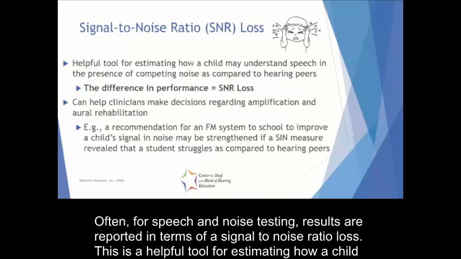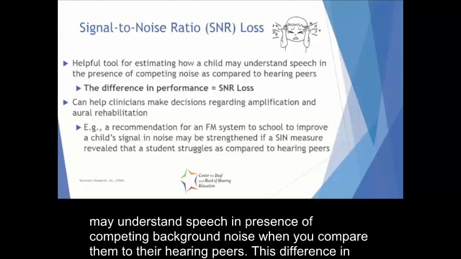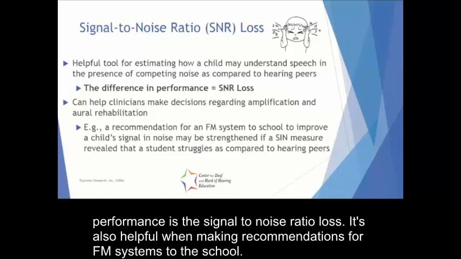Often for speech and noise testing, results are reported in terms of a signal-to-noise ratio loss. This is a helpful tool for estimating how a child may understand speech in the presence of competing background noise when you compare them to their hearing peers. This difference in performance is the signal-to-noise ratio loss. It's also helpful when making recommendations for FM systems to the school.